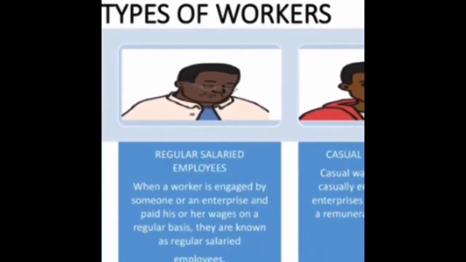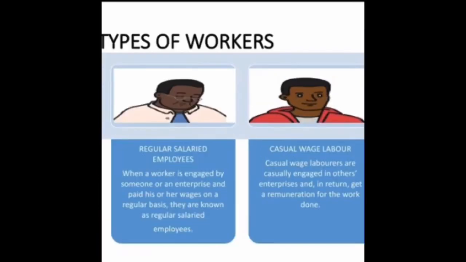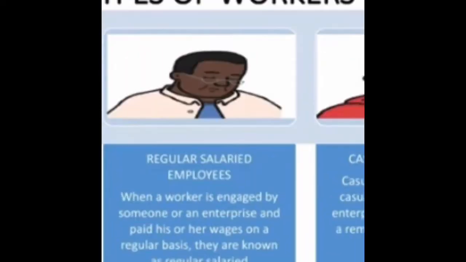Out of the hired workers, there can be regular salaried employees and casual wage labor. When people are hired workers, they get paid in return for the services that they render. Regular salaried employees among the hired workers are the workers engaged by someone or an enterprise and paid his or her wages on a regular basis.